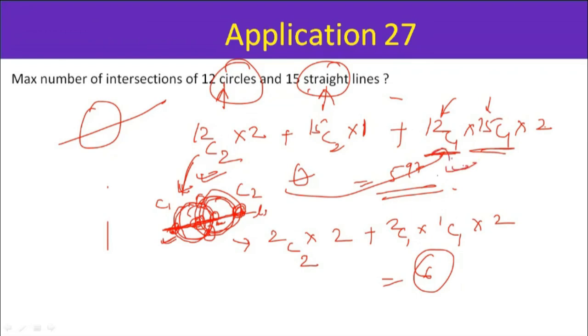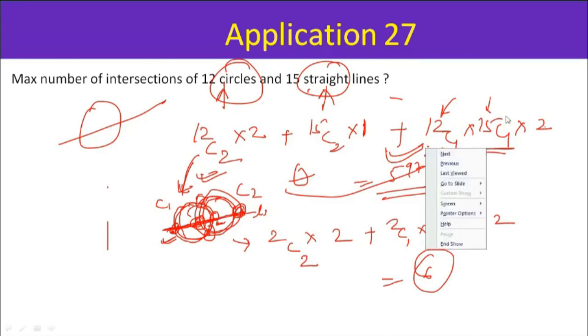So this includes all the combinations of within circles is covered here. Line and circle is covered here. Chinmay, does that help you understand? Yes, got it. With everyone else, we are clear with this question?